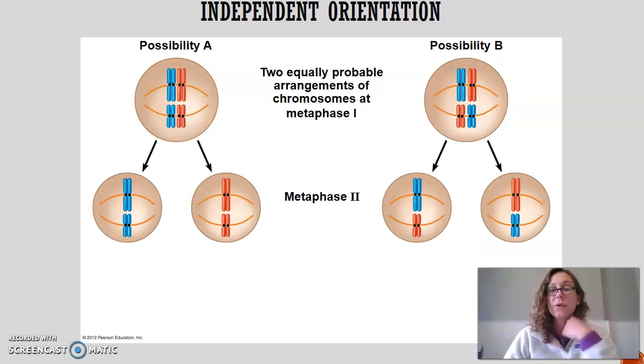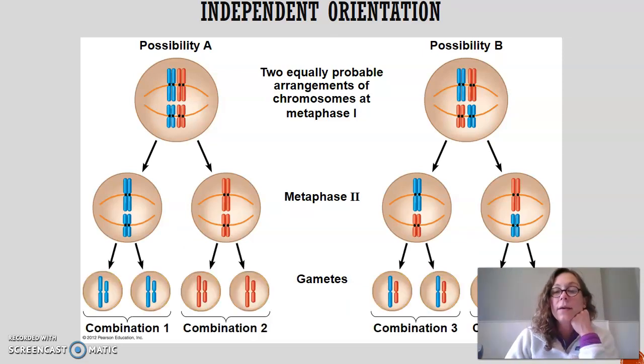So here's just going through what that would look like. You can see, depending on how the chromosomes line up at the metaphase plate before they're split apart in anaphase, it will affect the combinations that occur in your resulting daughter cells, which would be either sperm or eggs down here.